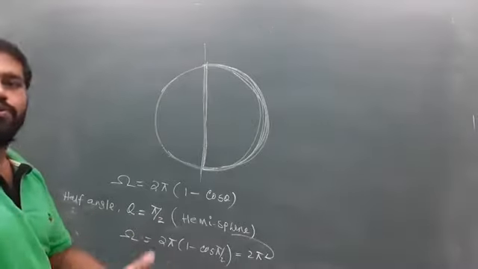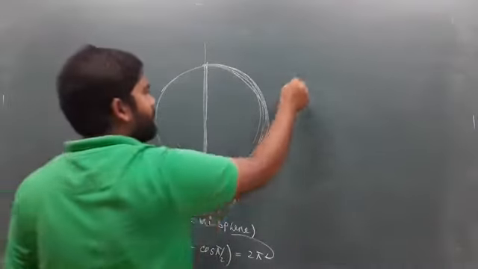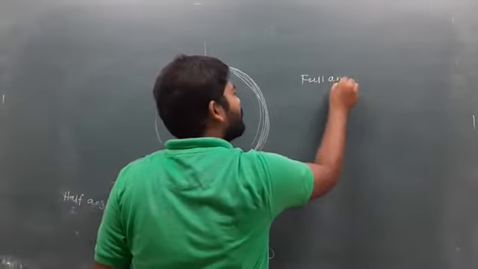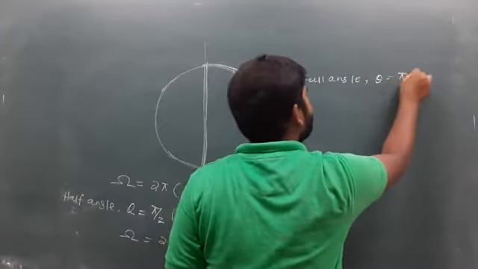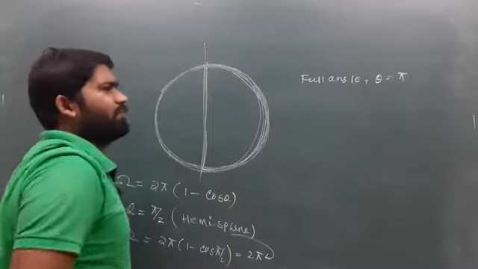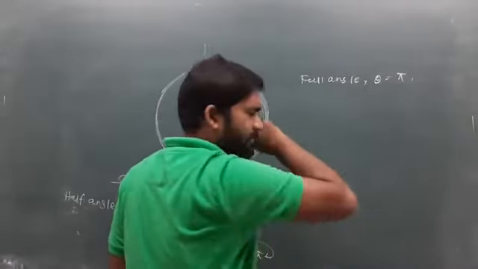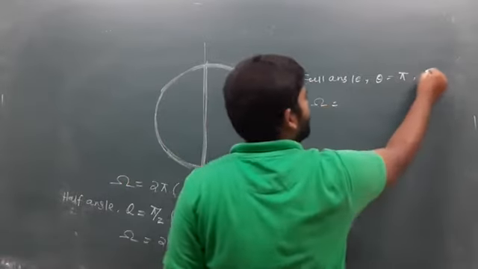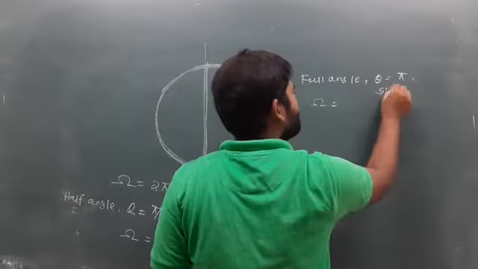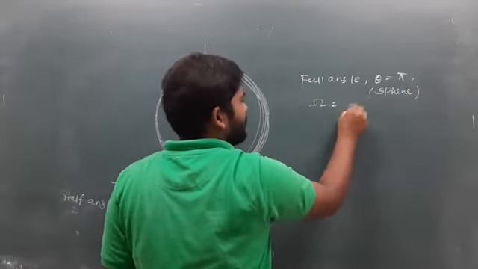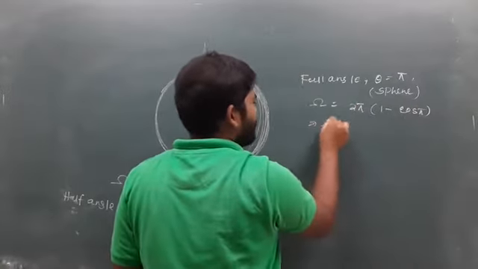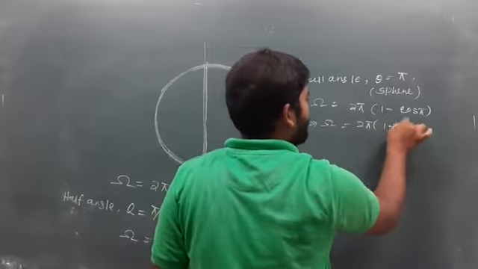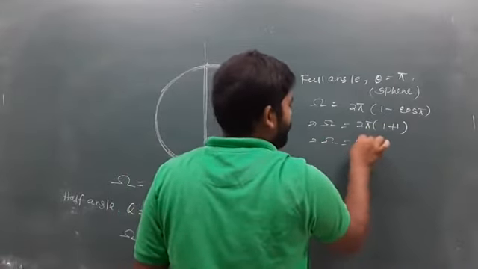If I consider a full sphere, the full angle, then theta equals pi. The total sphere is called the full angle. When theta equals pi, omega equals 2 pi into 1 minus cos pi. That equals 1 plus 1, so omega equals 4 pi.